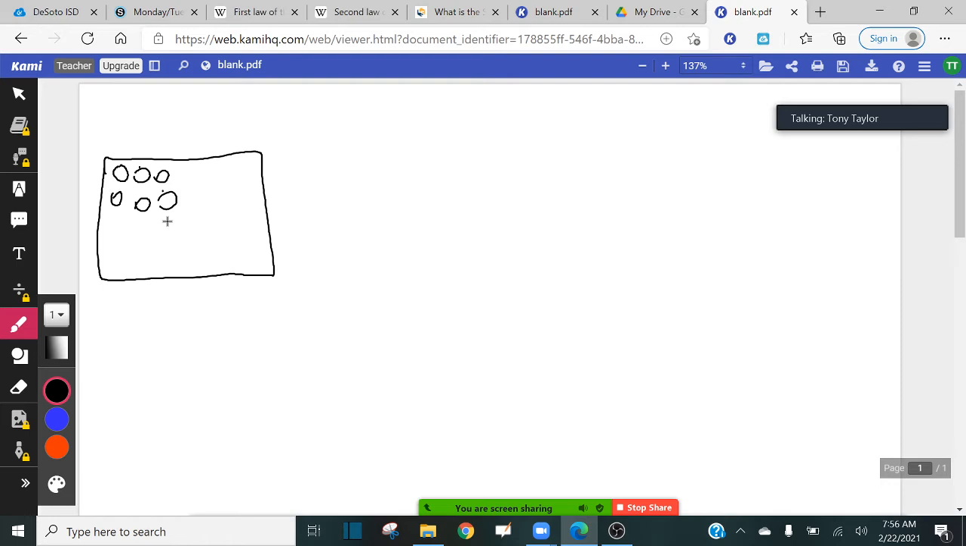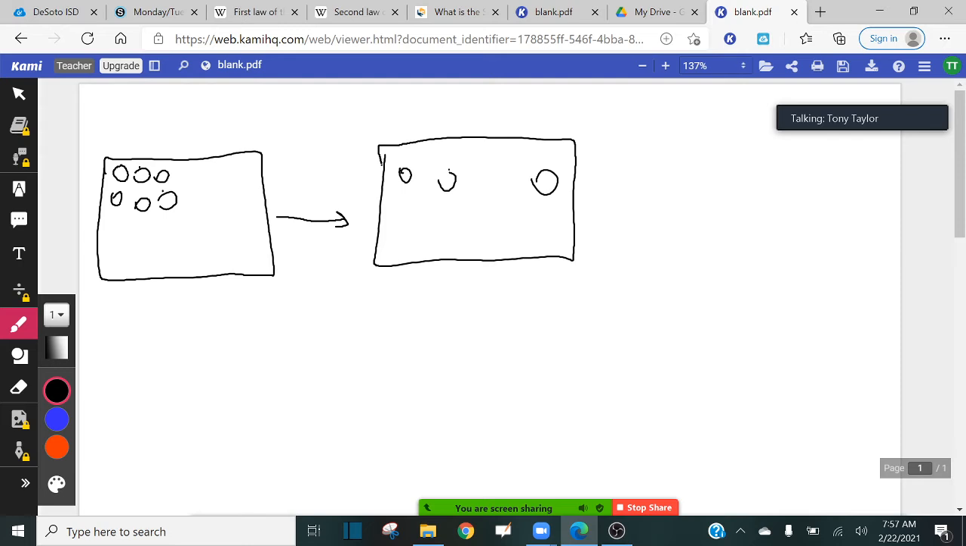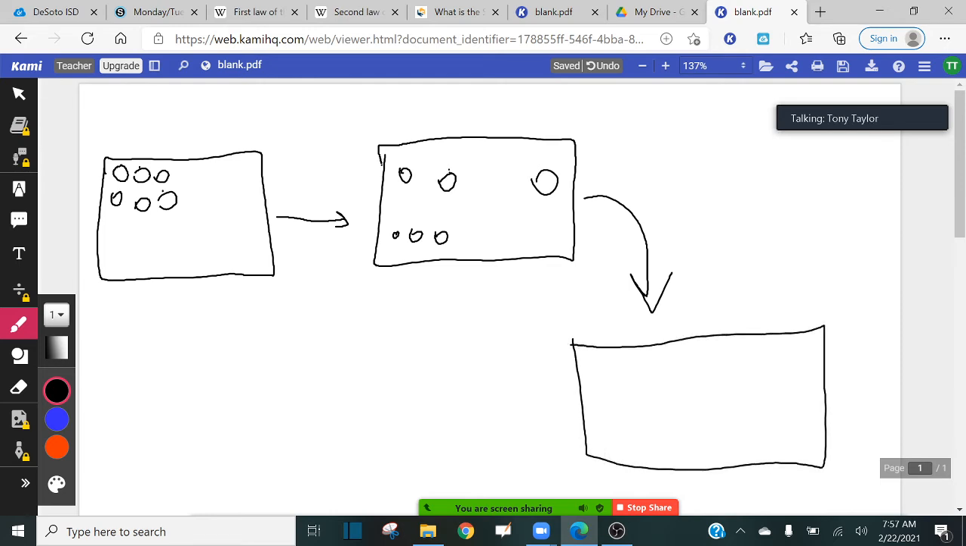So let's say I leave the room and I come back in 10 minutes. I notice that these molecules are more spread out. It may look like this. Because remember, these molecules are moving all over the place, moving chaotically. Let's say I leave the room and then come back in another 10 minutes. I'm going to notice that the molecules are even more spread out in the room. The molecules may look like this.